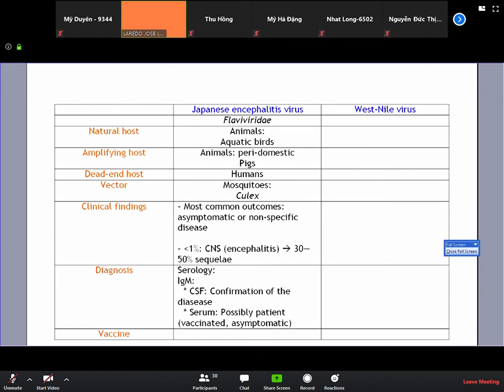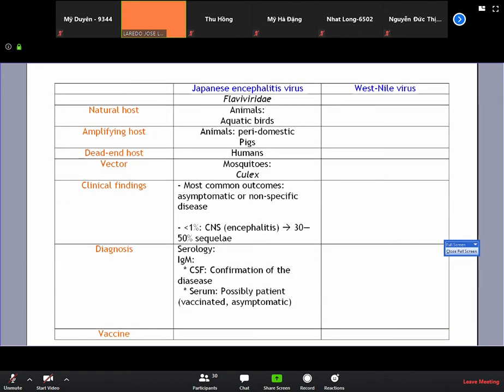So if you have a patient with encephalitis at the hospital and we detect IgM in serum, maybe the patient is infected by another virus, not by Japanese encephalitis virus. So the confirmation of the disease is by the detection of IgM in CSF, not in serum. And what about PCR in serum? PCR is not very useful.